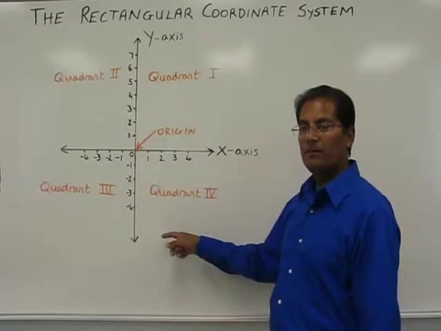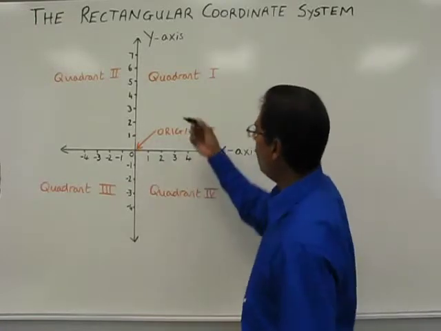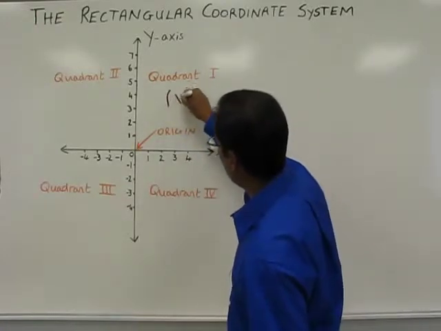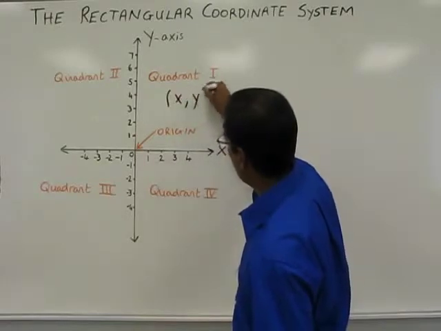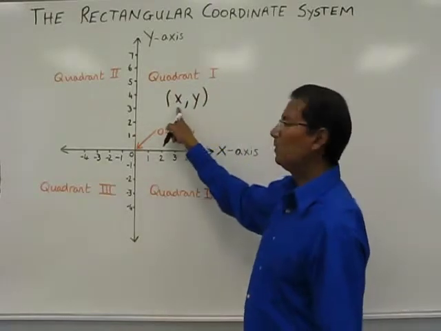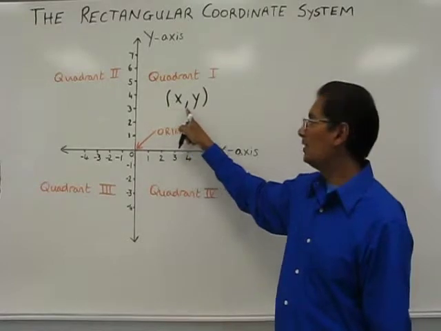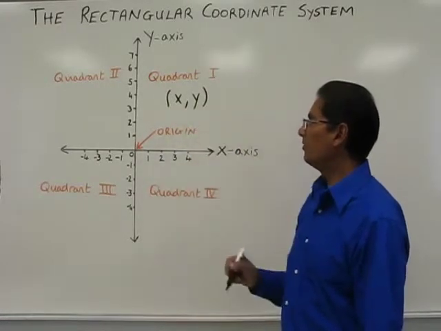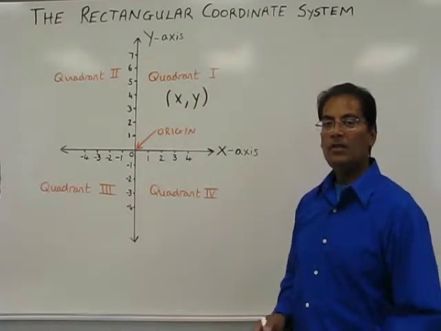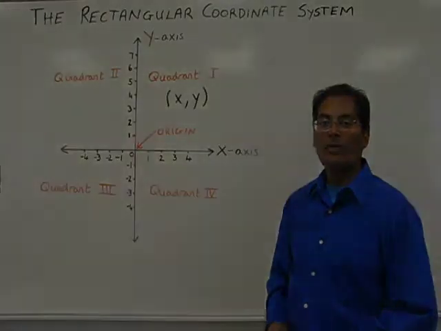Now normally when we plot a point using this system, the notation we use is we write the x value and then the y value in parentheses separated by a comma. So let's take an example of plotting some points.